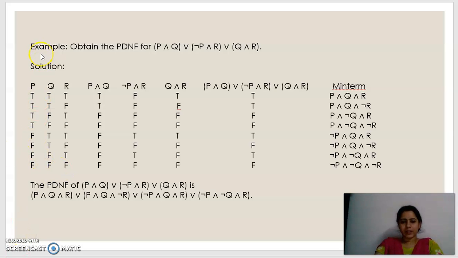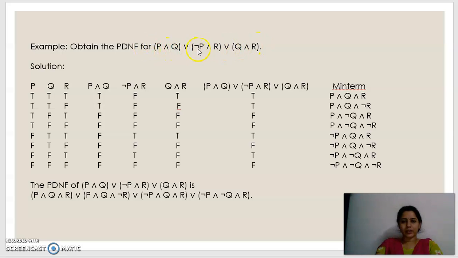Let's see one more example. Obtain the principal disjunction normal form for this statement. Here, this statement contains three variables P, Q, R. So take the P, Q, R statements. That means here you will get 8 possibilities. So first find out the whole statement's truth value.